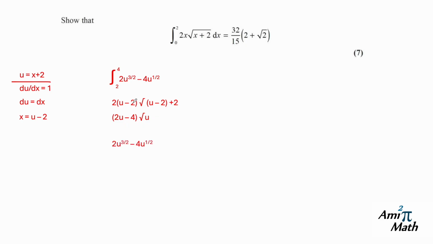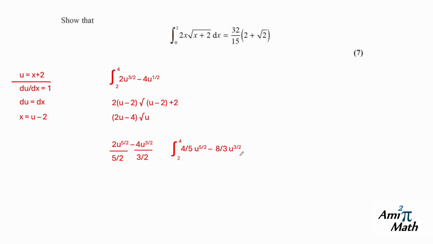And now all we need to do is just integrate this as normal. You increase each power by 1 and then you divide by the new power. So we get 2u to the power of 5 over 2 minus 4u to the power of 3 over 2. And then divide this by 5 over 2 and this by 3 over 2. And that will give you 4 over 5 u to the power of 5 over 2 minus 8 over 3 u to the power of 3 over 2.